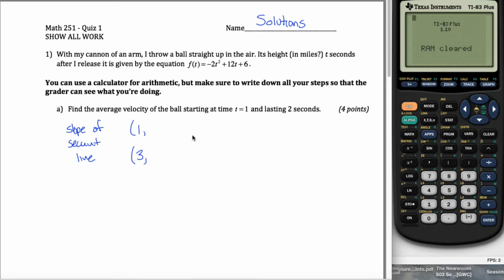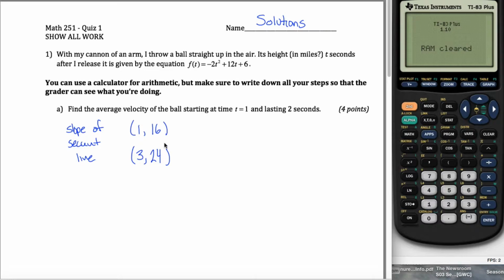And to figure out the corresponding y-coordinates, all we got to do is take those 2 x-coordinates and plug them into this function up here. So if I change all the t's into 1s, I get negative 2 plus 12 plus 6, which is what, 16? And if I change all the t's into 3s, I get 9 times negative 2 is negative 18, plus 36 is positive 18, plus 6 is 24.